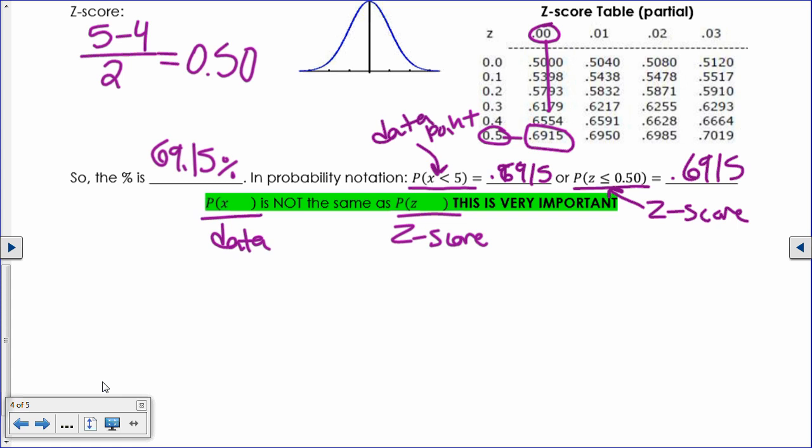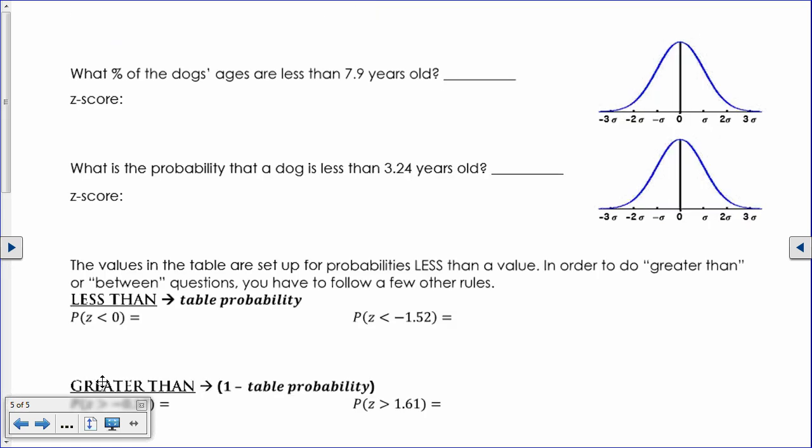Okay? So we have a couple of examples using the chart on this, right here on the next side. What percent of the dog's ages are less than 7.9? Okay, so let's go ahead and write the notation really quick. All right, how would I write this in terms of x? Okay. Now, is 7.9 an exact number? This is all based on the data we saw on the previous page. It was not, right? It was like 4, 6, 8. 7.9 is not an exact standard deviation, so we have to find the z-score.